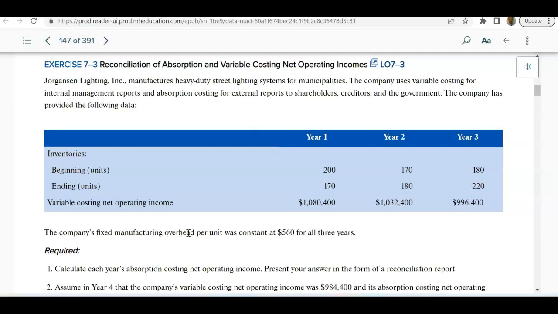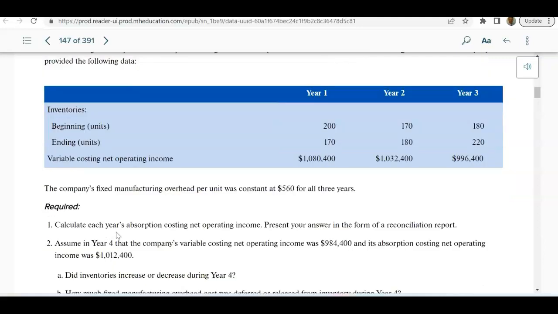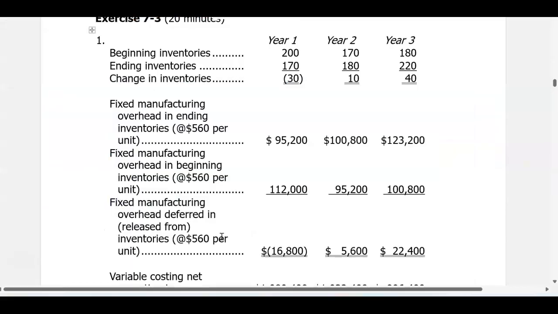The company's fixed manufacturing overhead per unit was constant at 560 for all 3 years. Calculate each year's absorption costing net operating income. Present your answers in the form of a reconciliation report. Okay, let's do number one first.